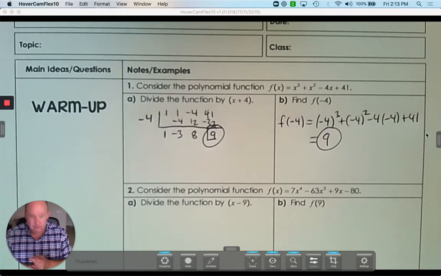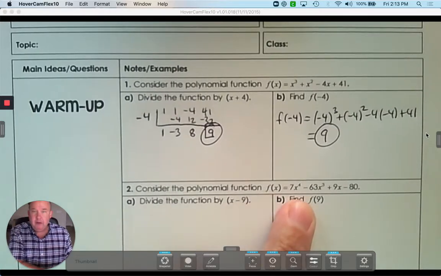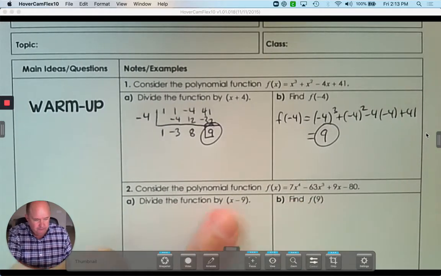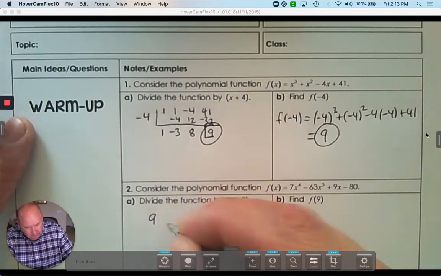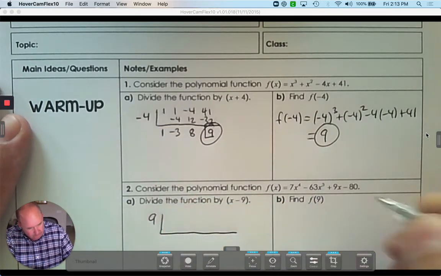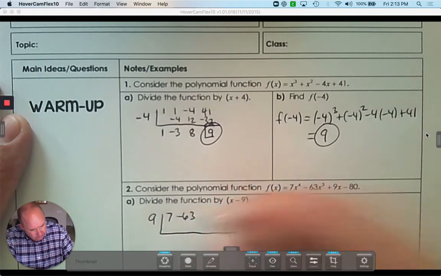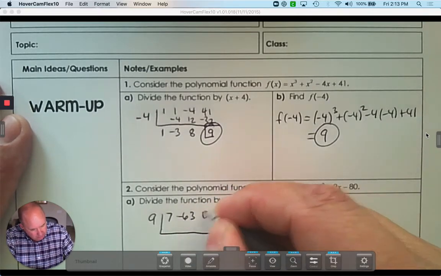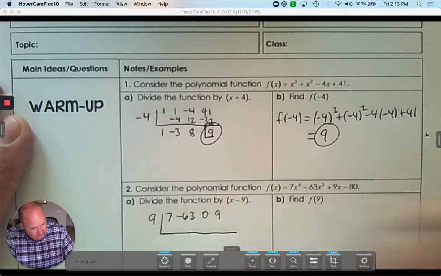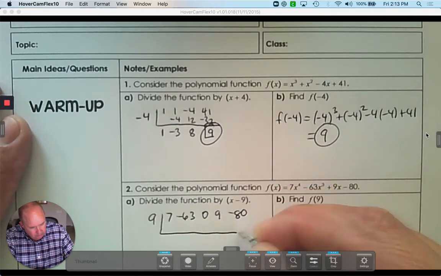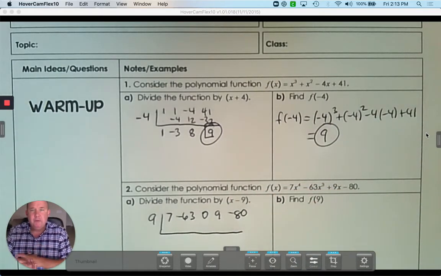Let's try it again. Maybe it was a fluke. So consider this polynomial function. First, divide. And again, it's a simple divisor. So we're going to take the 0 of that, which is 9. And then 7x to the 4th, negative 63x cubed, we have no x squares, 9x, and negative 80. So just count as you go across. And if there's a missing power, there's a missing power.